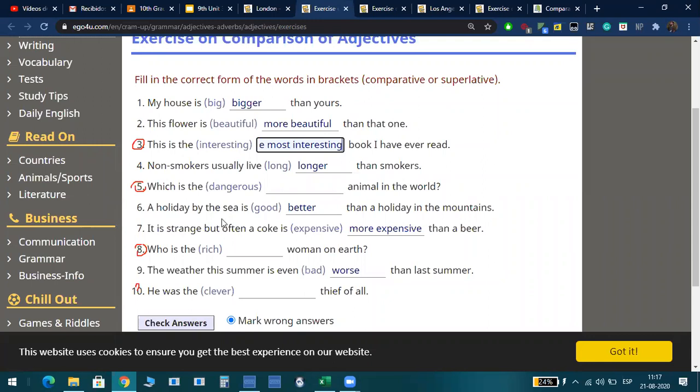Goody. Let's continue. Pablo Mañano, la misma cosa. A ver. Which is the most dangerous animal in the world? ¿Cuál es ese animal que es más peligroso que los demás? Yes. The most dangerous. Thank you.